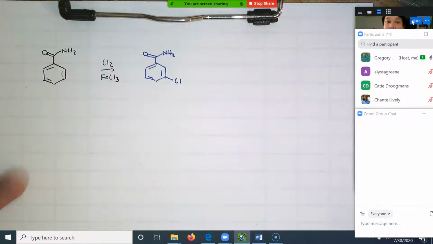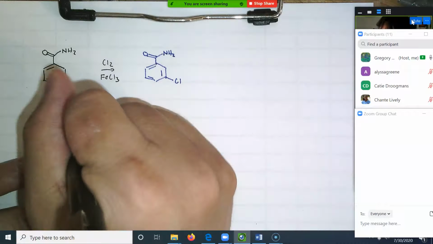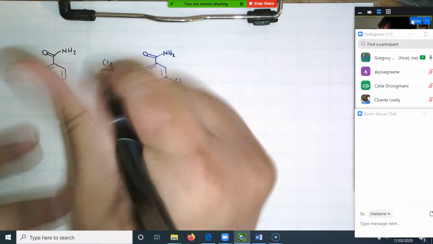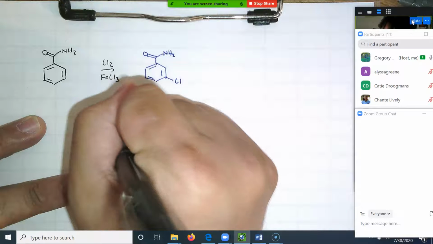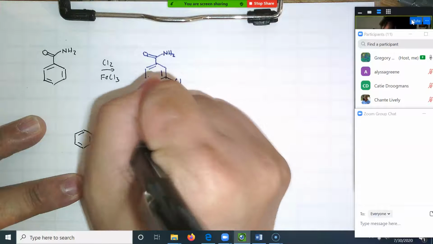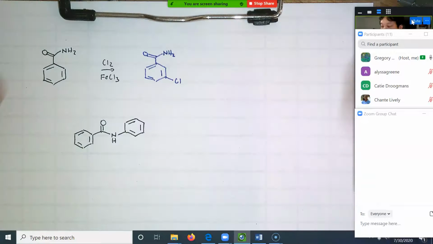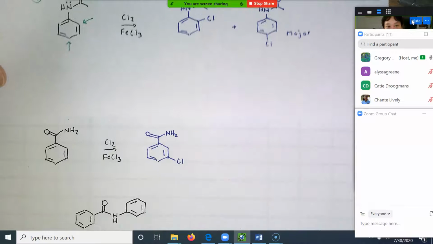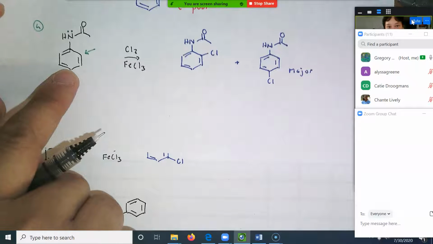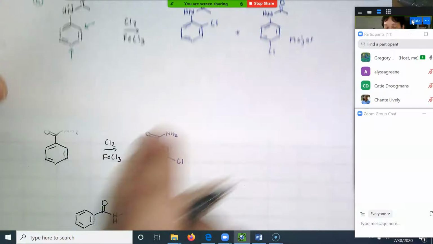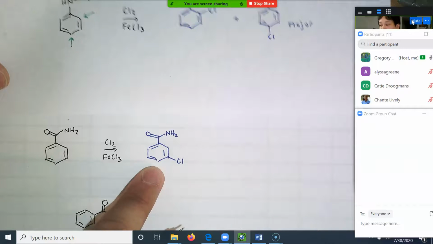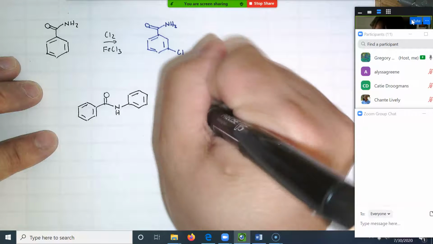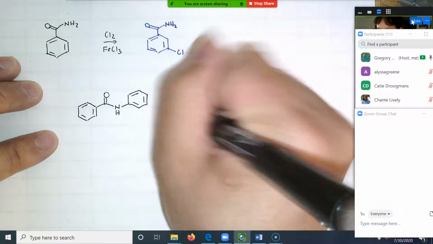So, what do I do with this? So this is a classic problem where we have two rings. You see what I'm doing? I'm combining the rings that we already had discussed. So I'm combining this one, and we know what happens there, with this one, and we know what happens there, into one molecule.